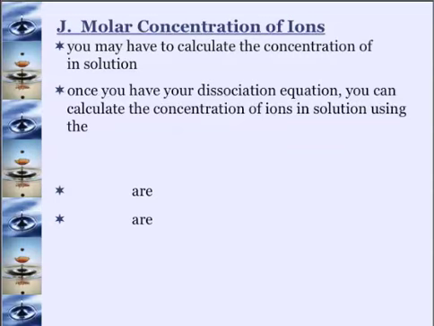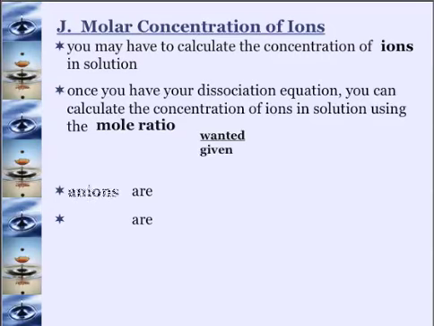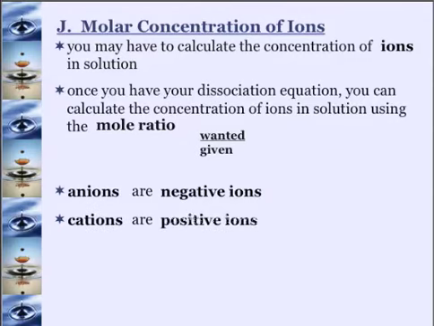Okay, so molar concentration of ions. You may have to calculate the concentration of the ions in a solution. Once you have your dissociation equation, you can calculate the concentration of ions in a solution using the mole ratio. So you look at, again, our wanted over our given. Anions are the negative ions and cations are the positive ions. This is something that we should know already.